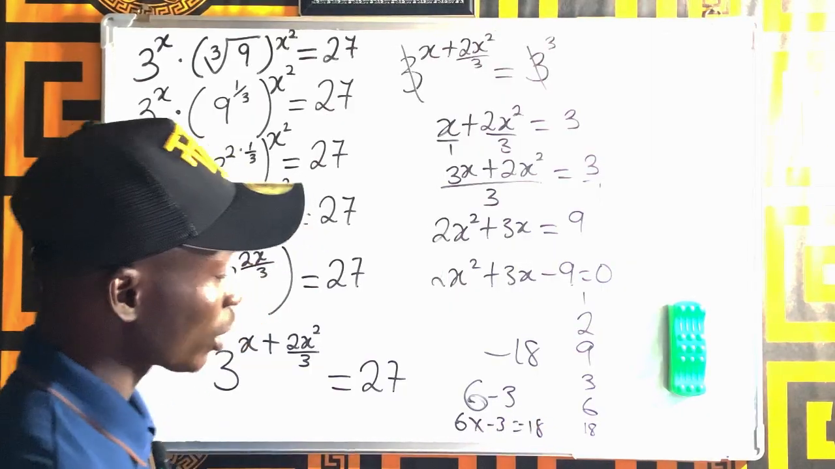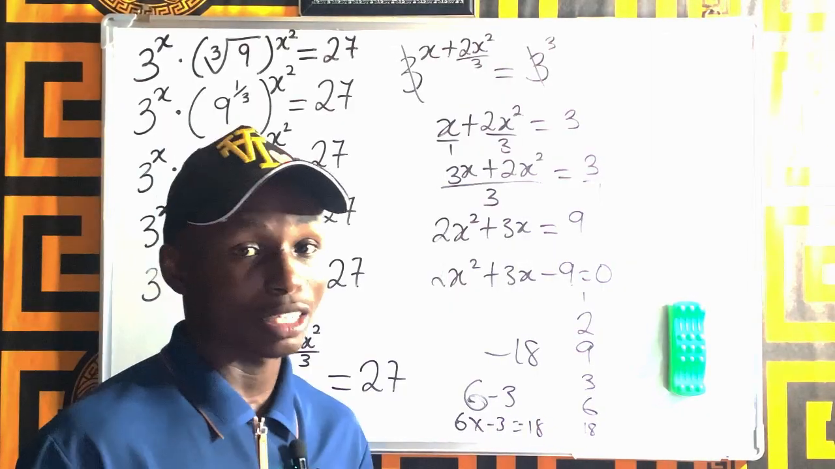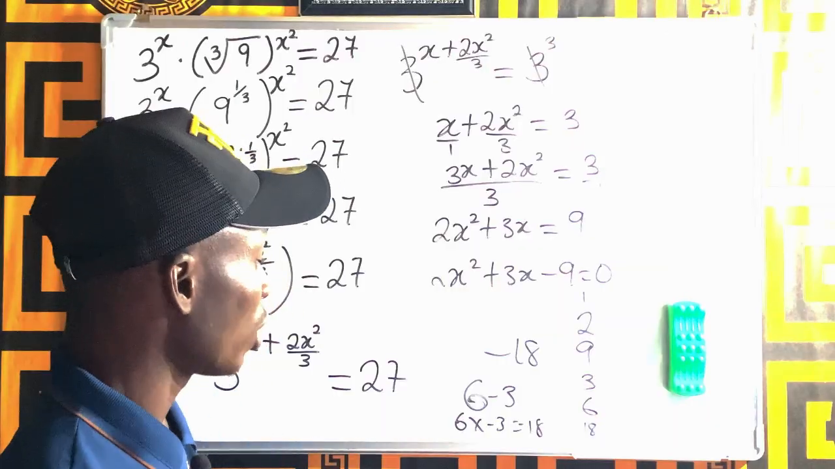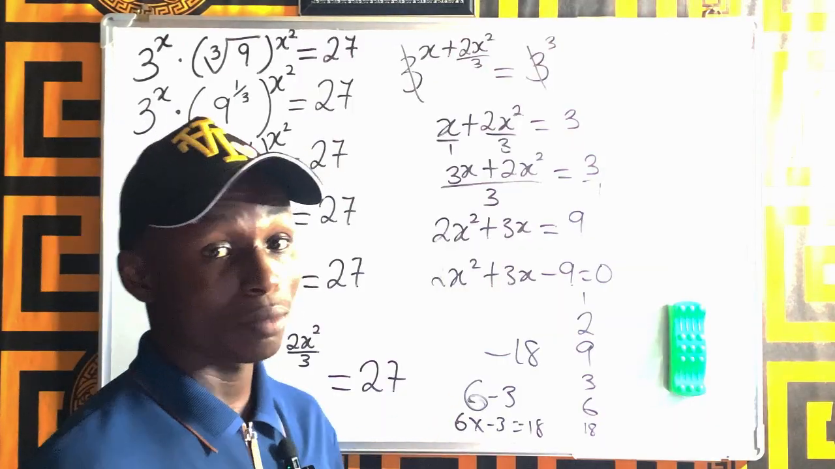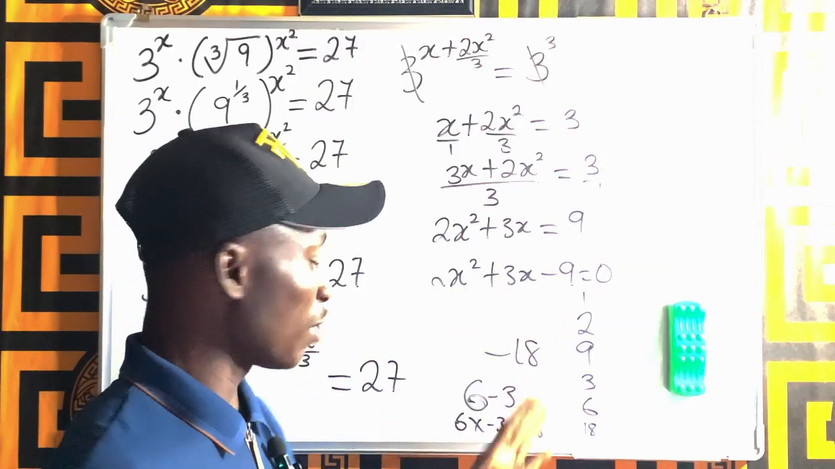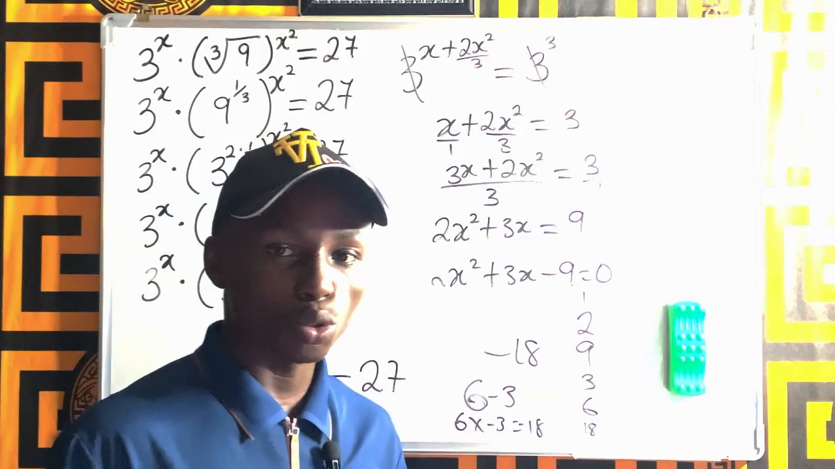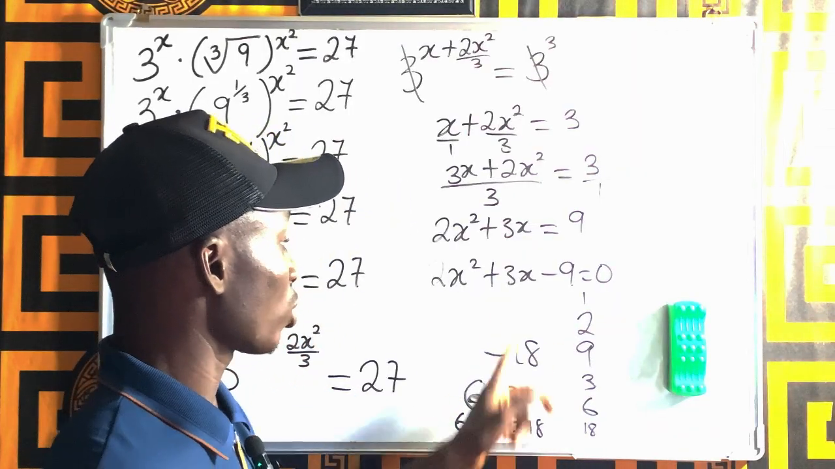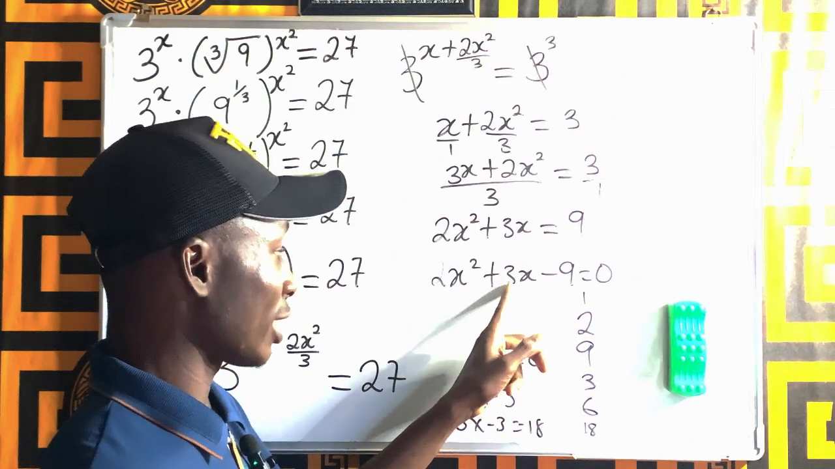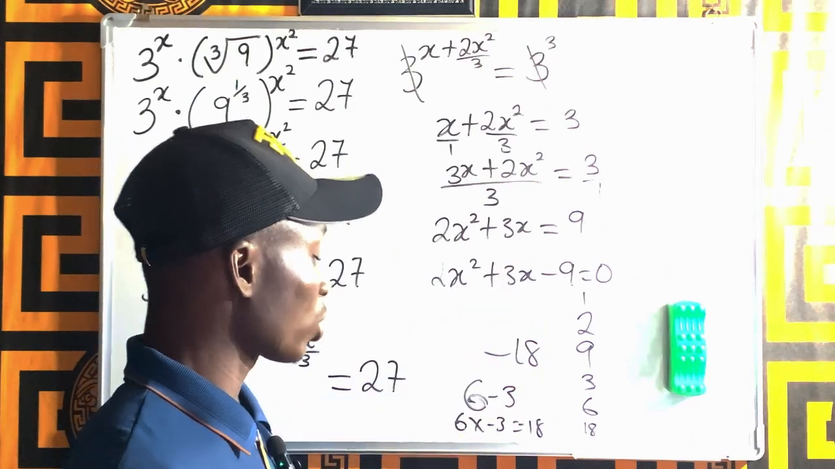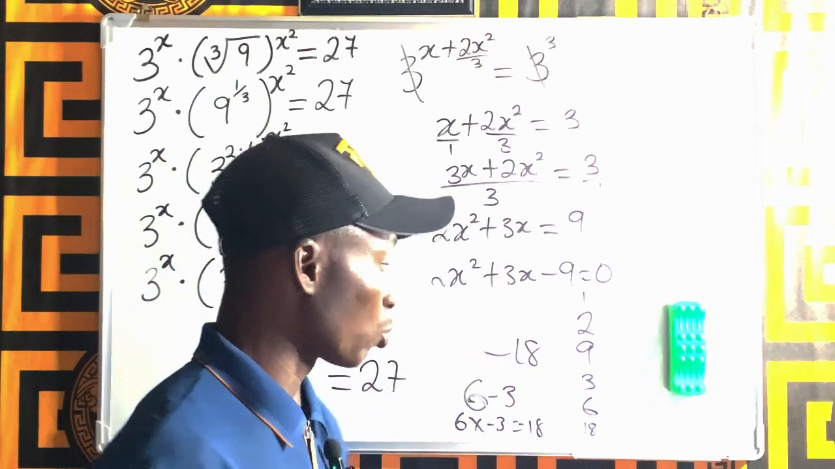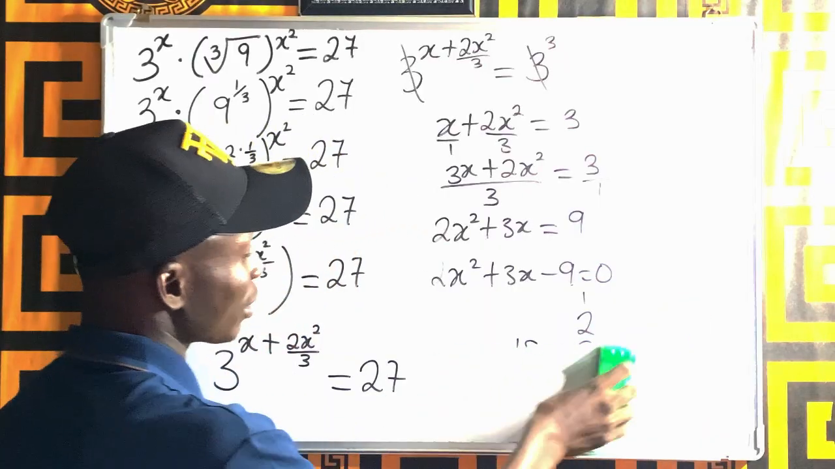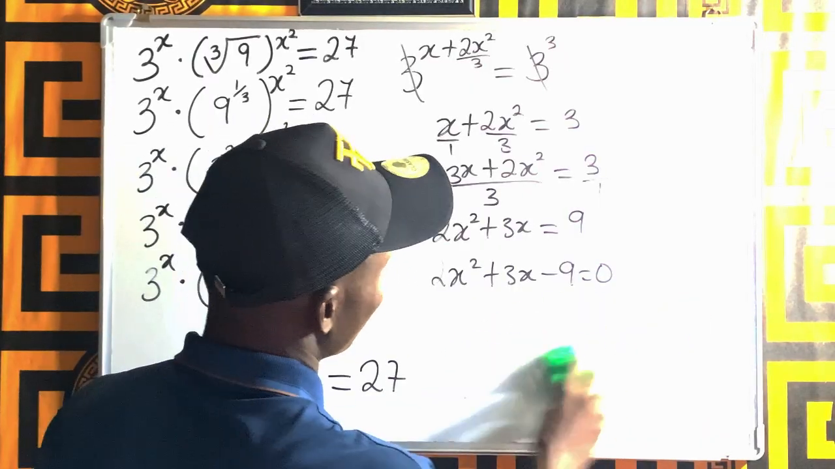One of the interesting things about quadratic equations is that when you're factorizing, once you get those two factors, if you sum or subtract them you have the sum of roots, and if you multiply them you have the product of roots. You are good to go. Here 6 minus 3 gives us 3, which is the coefficient of x, and 6 multiplied by minus 3 gives us minus 18. So the two numbers are 6 and minus 3.